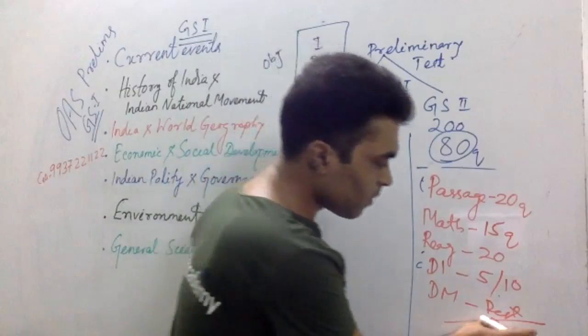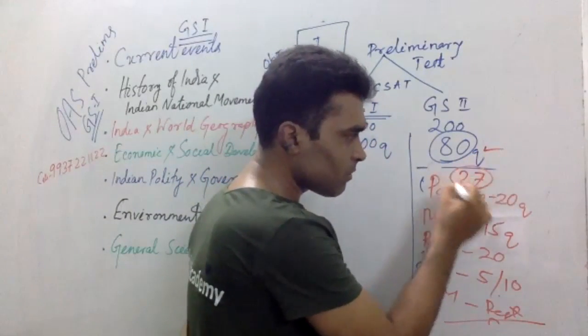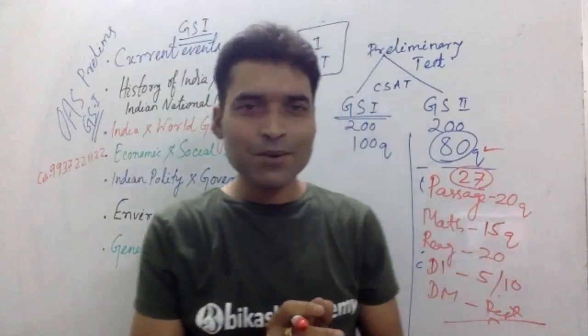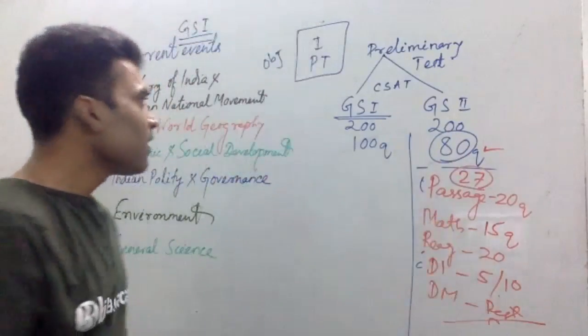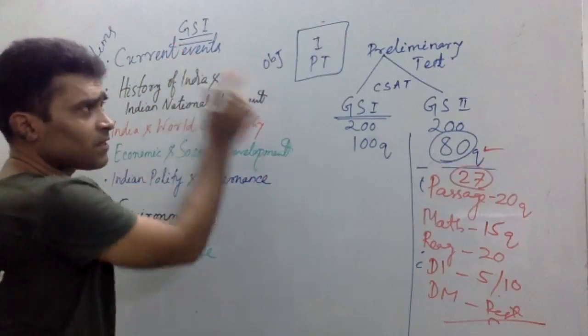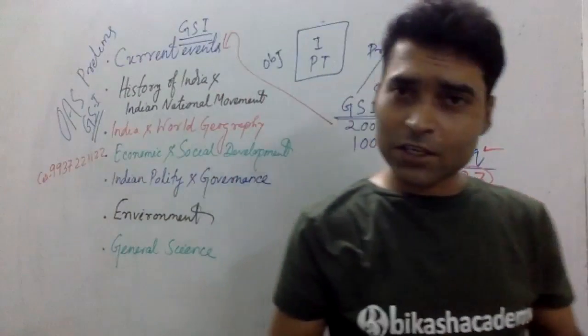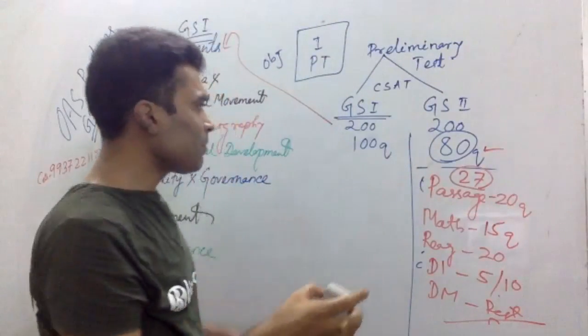The total number of questions is 80, and you have to answer only 27 correctly. I hope this is clear. No need to panic, don't take any tension. This is a qualifying paper. The real test is here, General Studies Paper 1. I have mentioned the syllabus here, and now I am going to explain it in detail. So please focus on what I am telling you.